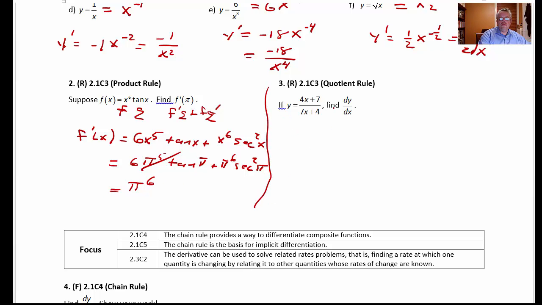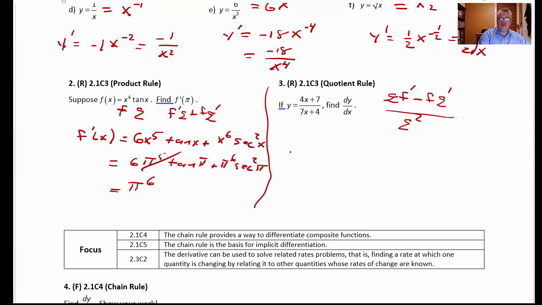All right, we need the good old quotient rule. We haven't seen the quotient rule in a while. It's g f prime minus f g prime divided by g squared. Okay, that's the quotient rule. So remember, the numerator is f, the denominator is g.